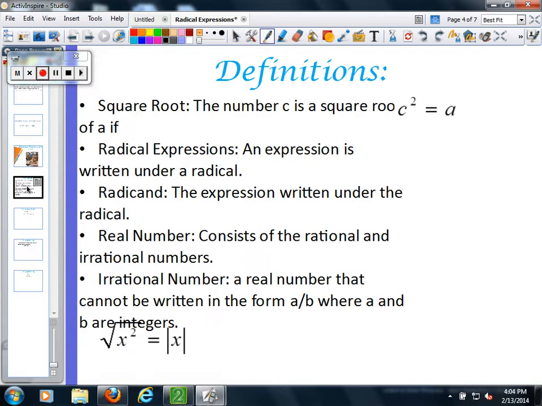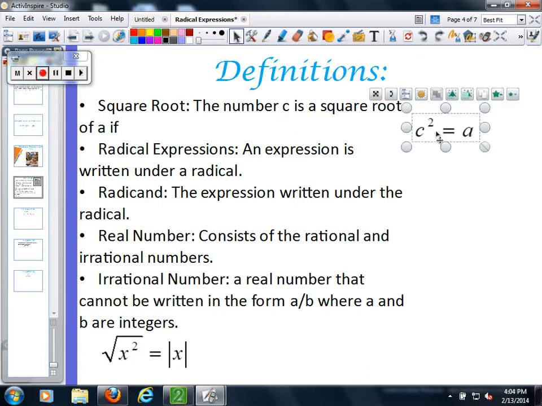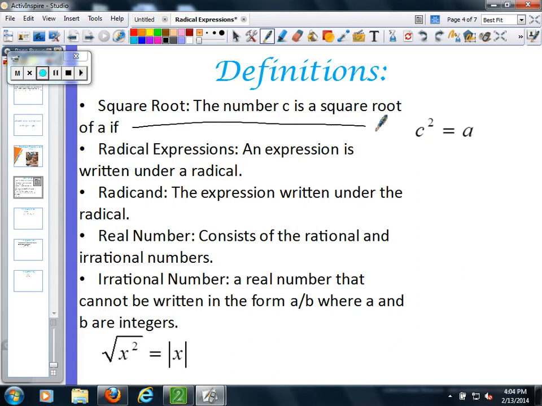There are a few definitions that you're going to want to know. Square root: the number c is a square root of a if c squared equals a. Radical expression: an expression that is written under a radical.